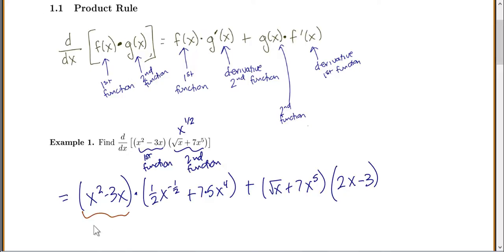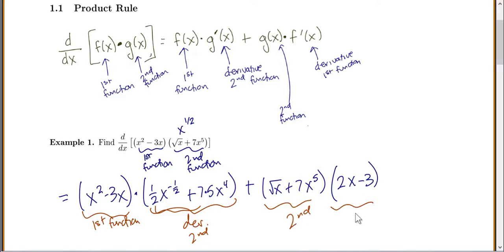Okay, so once again, this was our first function. This was the derivative of the second, times our second, or plus our second times the derivative of the first. Now this is the product rule, and so if you switch which one you write first, it doesn't necessarily matter as long as you pair them together correctly. So you need the first and derivative of the second together, and you need the second and derivative of the first together. As long as you do that, you'll be okay.